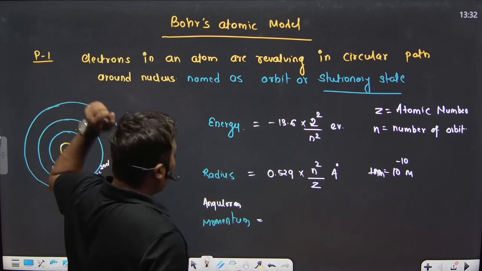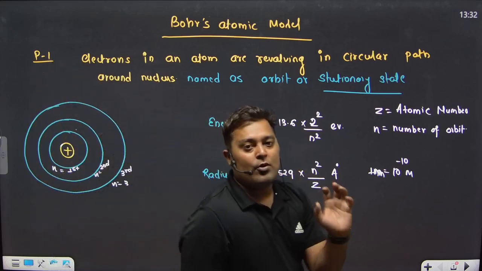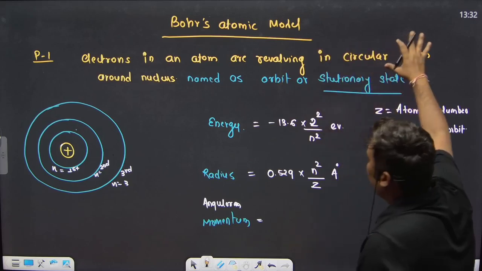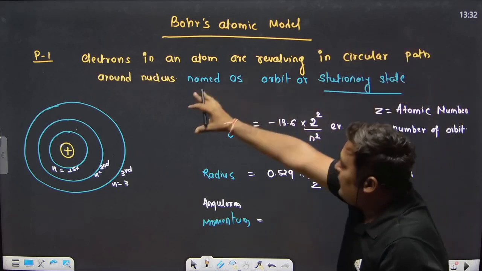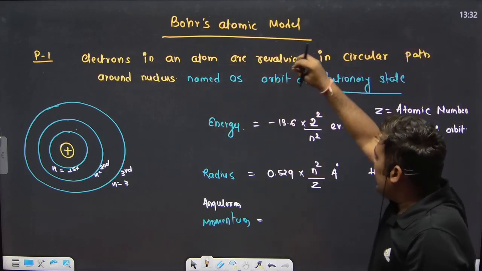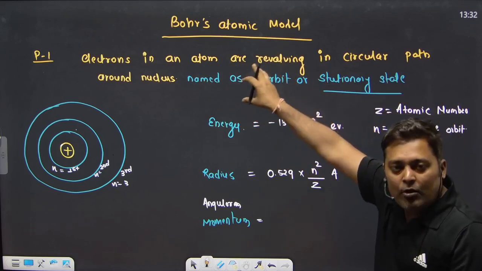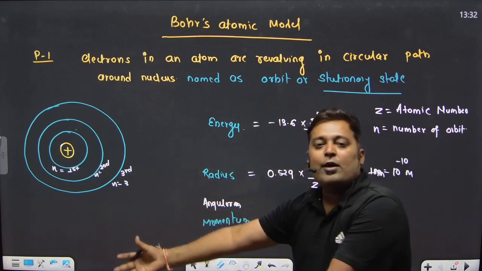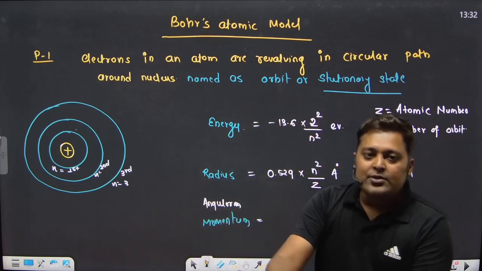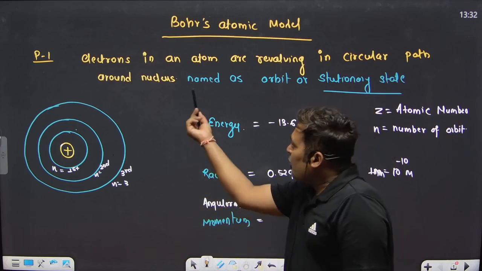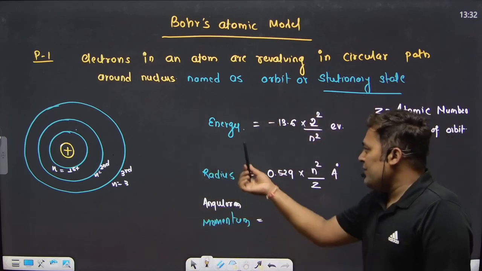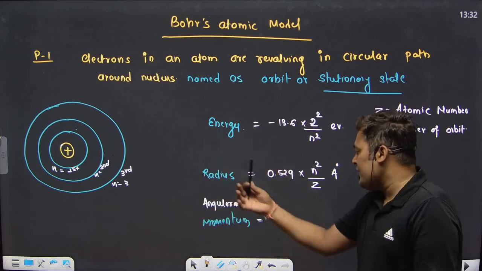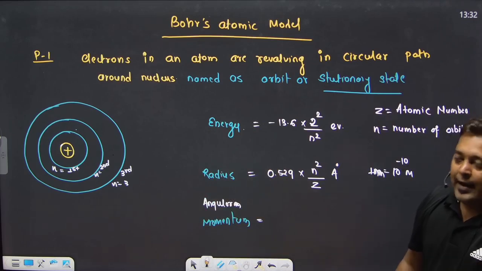So according to the first postulate of Bohr's atomic model, the thing is very simple: the electron is revolving in a circular path around the nucleus, and the name of this circular path is either orbit, or you call it a stationary state. If you want, you can call it shell also. If you want, you can call it energy level also. All right, so why are we calling them a stationary state? We are calling them a stationary state because they are going to have fixed values of things like energy, radius, and momentum, that is the angular momentum.